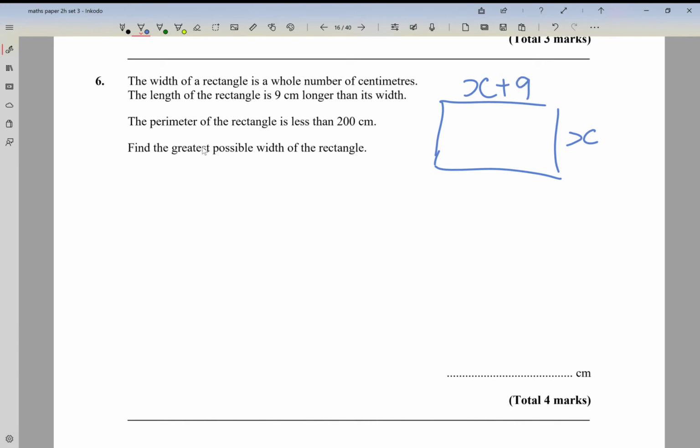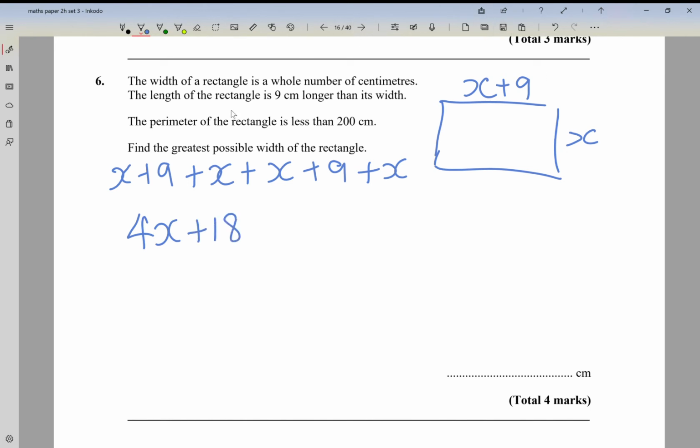we're now going to look at the perimeter of the rectangle as an expression. So that would be x plus 9 plus x plus 9 again, and then plus x. So that's just literally adding all this together, and then simplifying that, 4x plus 18. And it says that the perimeter of the rectangle is less than 200. So now we have an inequality.